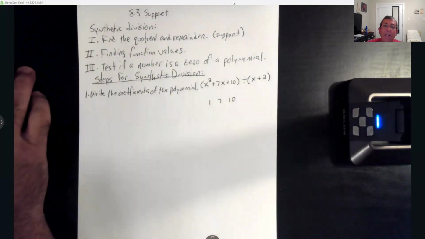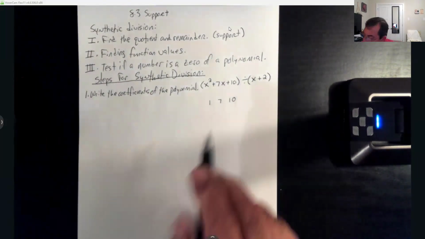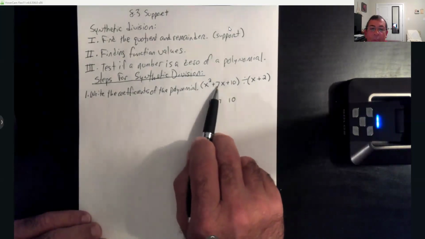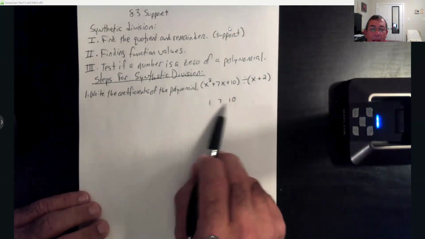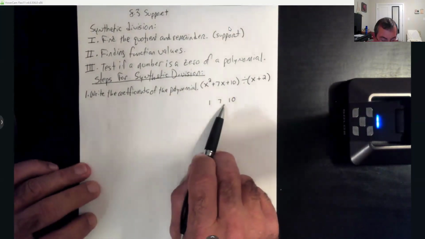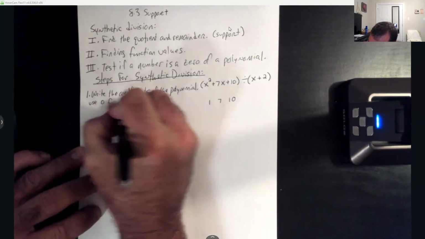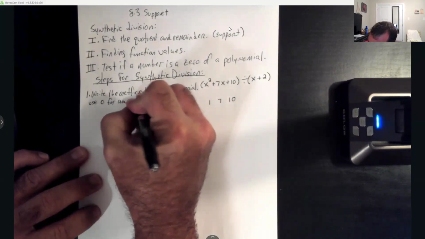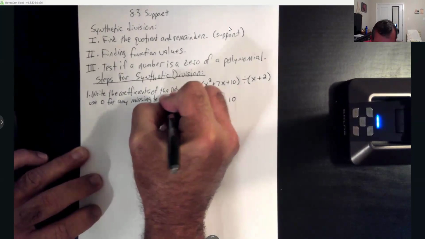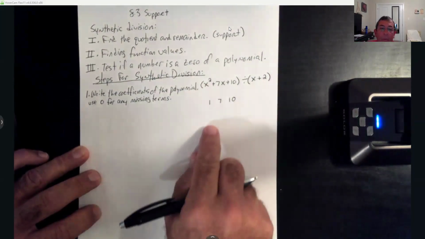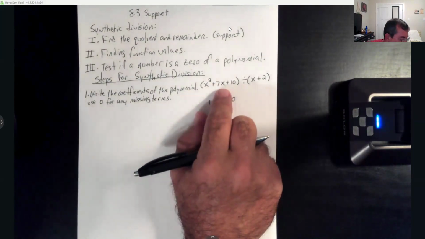Now here's the thing on this section, y'all. Notice I got my x squared term, my x term, and my number. But if any of these terms were missing, we would have to use a zero in their place. So we use a zero for any missing terms, which I wasn't missing any. I had my x squared term, my x term, and my number.